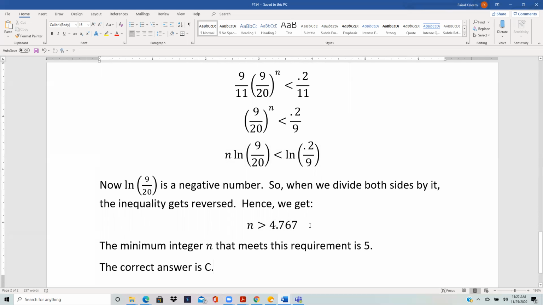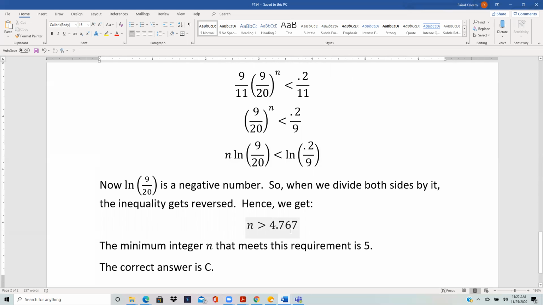The question was to find the minimum integer which makes the winning probability less than 20%. So the minimum integer needs to satisfy this requirement, because that's what we got after setting the winning probability less than 20%. This is telling us that the minimum integer needs to be 5, because 5 is the minimum integer which is greater than 4.767.